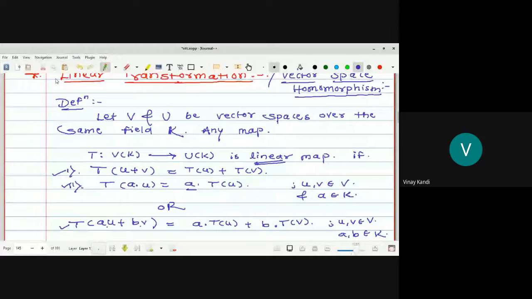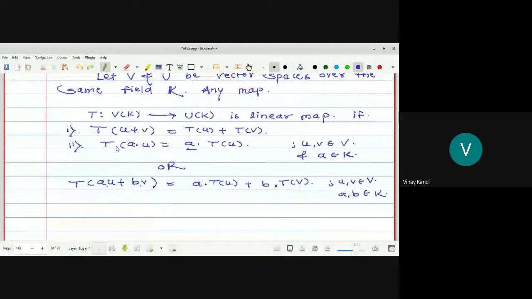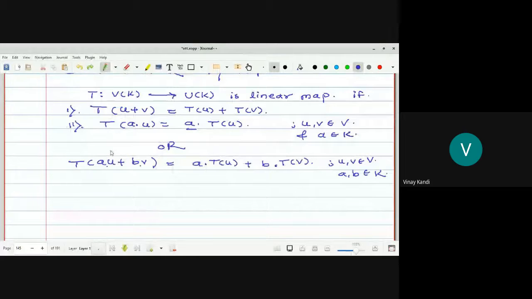Any doubt in this definition? Any doubt up to here?